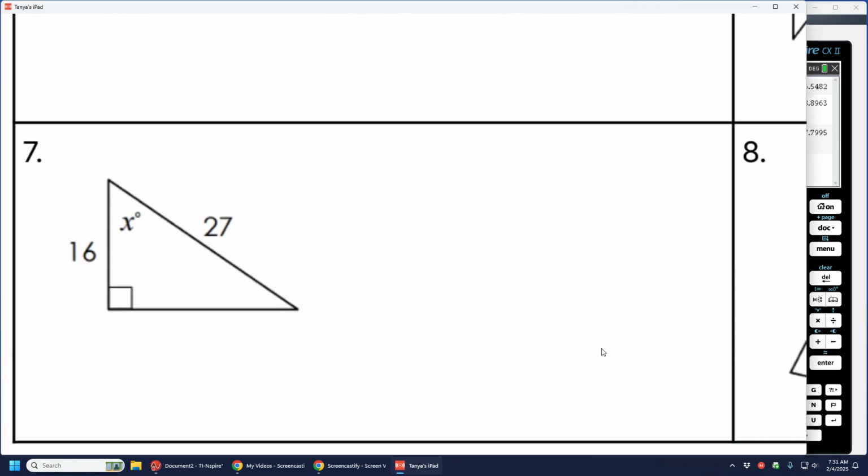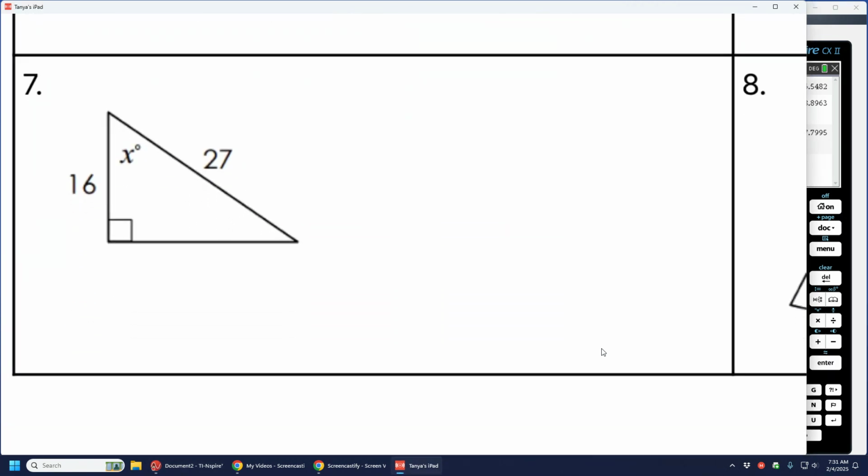Okay, now let's look at number 7. Again, when I'm looking at this, x is an angle, so I know I'm going to use my inverse ratios. Here's my right angle. When I go across, that 27 has to be the hypotenuse. Here's my angle that's labeled. That's not the right angle. When I go across, that needs to be opposite, but that's blank. So the only thing left is that has to be adjacent.